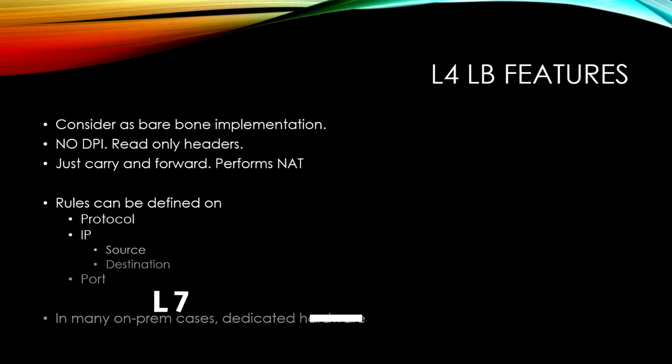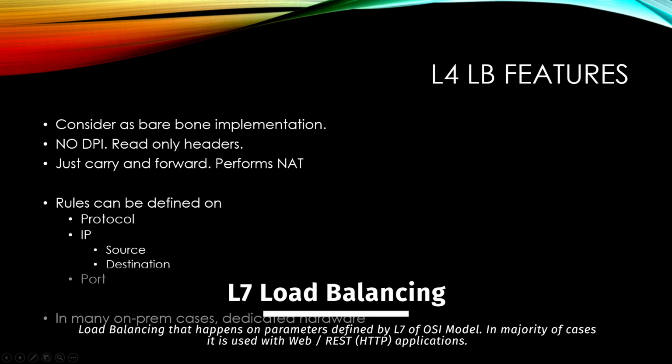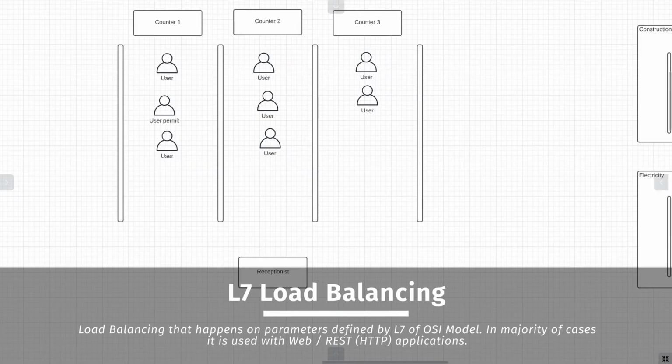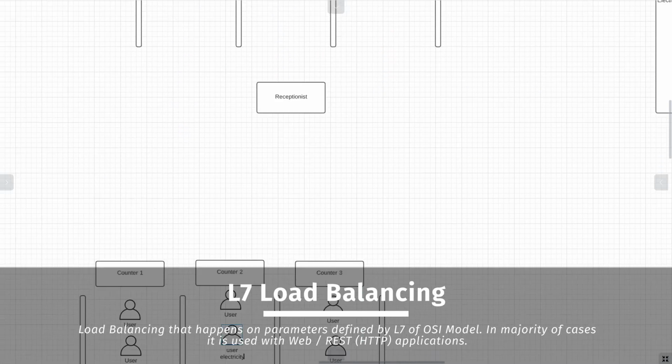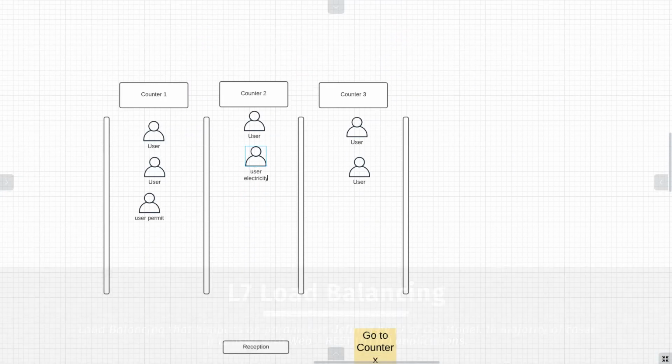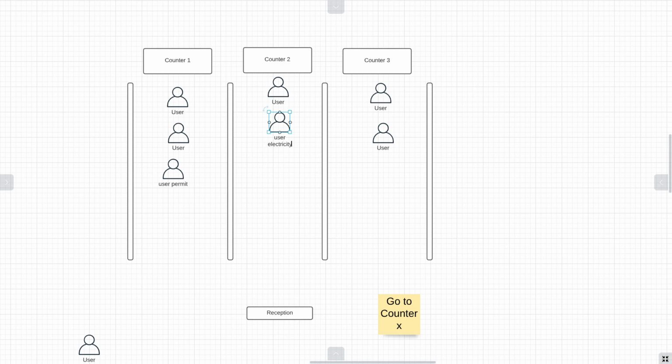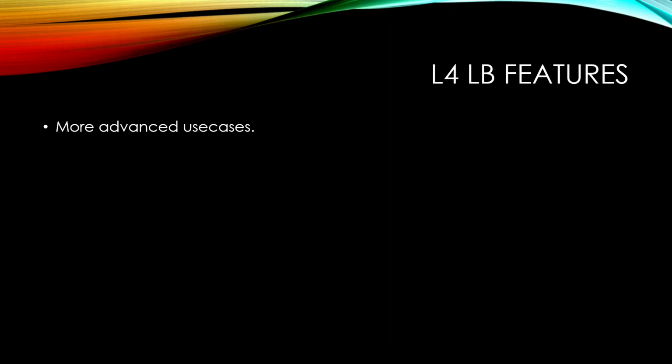So let's move to the L7 load balancer now. The L7 load balancer is also something that we have seen. So if we see over here, we have a receptionist which is very smart, and based on the type of request, this receptionist can actually redirect the user to different counters. So the L7 load balancer is targeted for more advanced use cases. It basically helps in doing a lot of things around that.